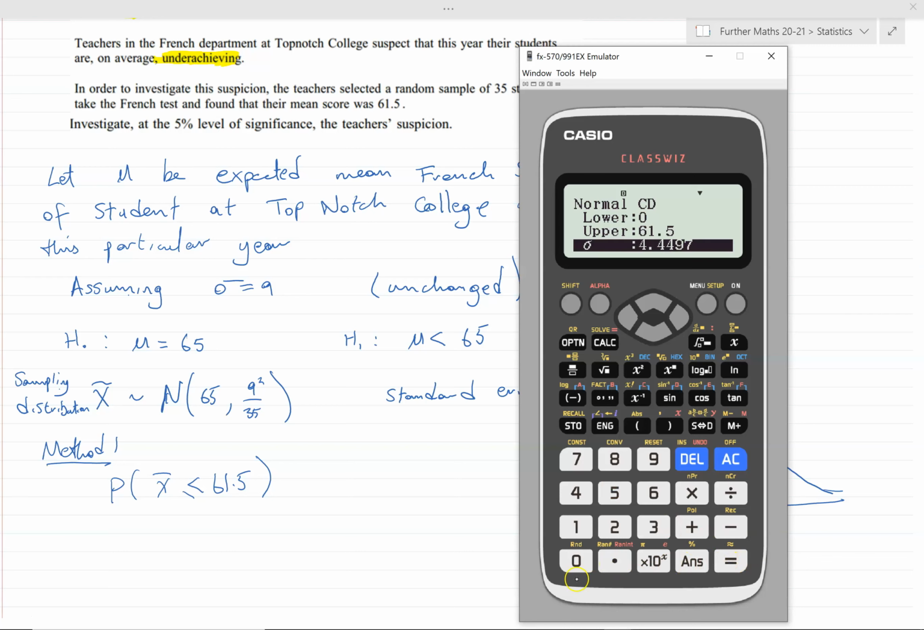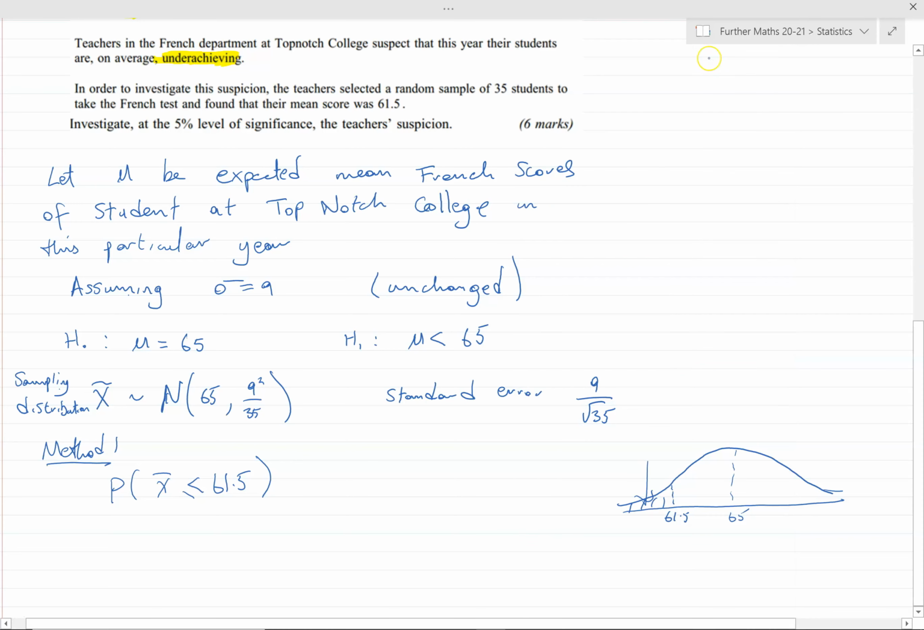For the standard deviation of the sampling distribution, make sure you put the standard error in, not the variance. So it's 9 divided by the square root of 35. And the mean, the assumed mean of this distribution, is 65. So we've got 0.01070.